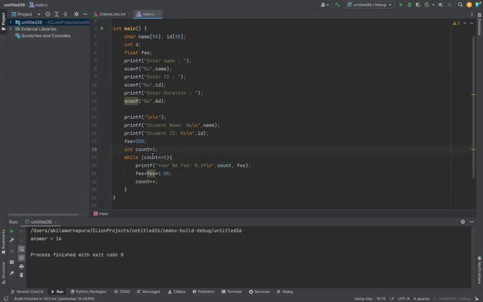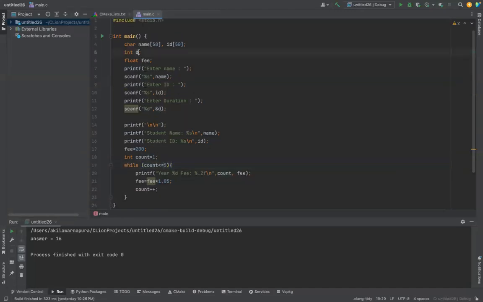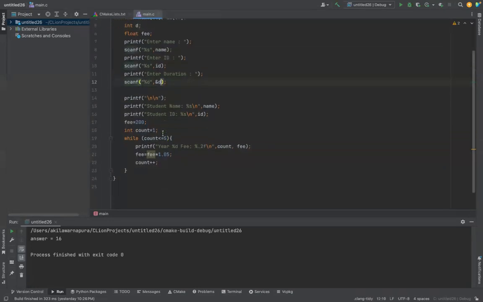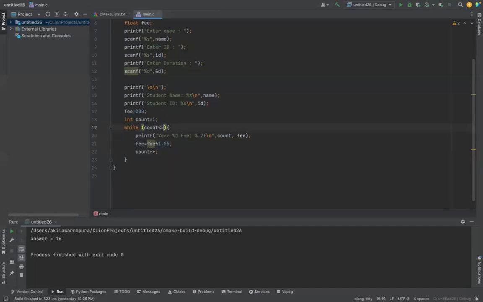Initially start 1, then display this, increment, count 2, again display, count 3, 4, 5, again display. When the count is 6, you need to terminate. The condition is false, then that will be terminated. Here I made this example as count is 5, but the 5 is entered by the user. We put it into the variable called D. Therefore, instead of 5, we can put the variable D.